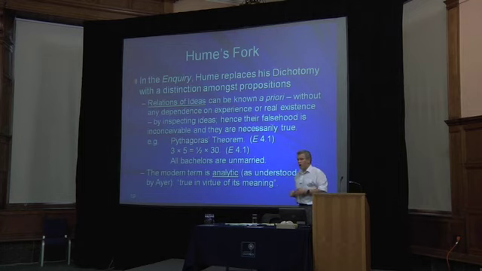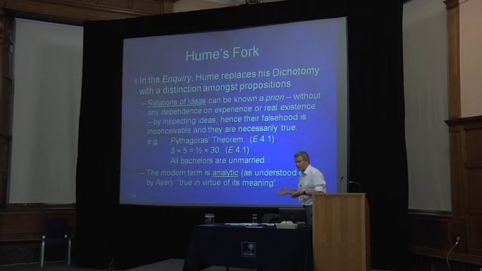Now, in the Enquiry Concerning Human Understanding, so this is 1748, that's 9 years after the first two books of the Treatise, Hume gets rid of the dichotomy entirely and replaces it with a distinction between kinds of proposition. Relations of ideas and matters of fact. So relations of ideas are propositions that can be known by pure reason, just by thinking about the ideas involved.